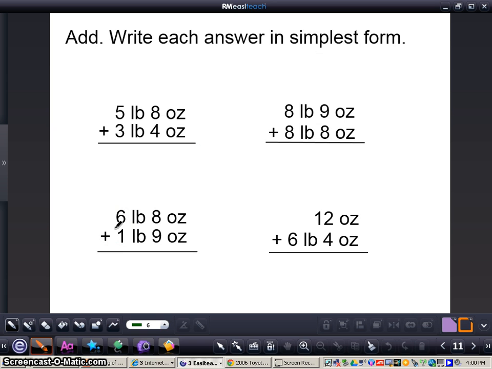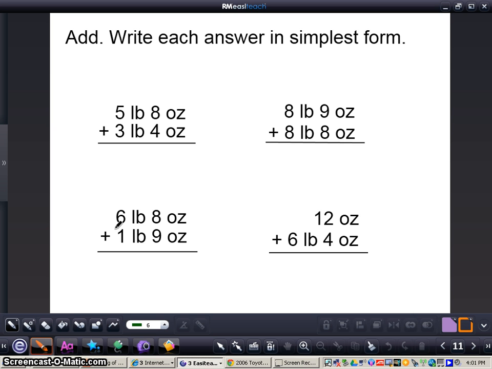Now I'm going to do 2 problems for you, and then I will have us do 1 problem together, and I'll have you do 1 problem all by yourself. So the first problem, 5 pounds 8 ounces plus 3 pounds 4 ounces, and what we're doing here is now adding customary units of weight, and we need to think about our conversions. Remember, 16 ounces equals 1 pound, and 2,000 pounds equals 1 ton.